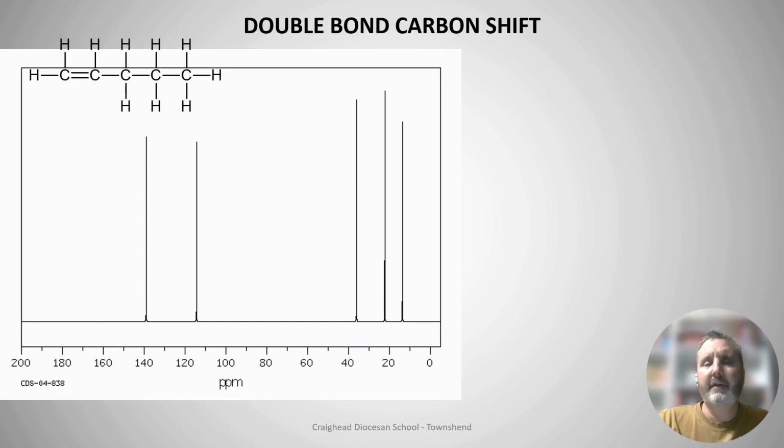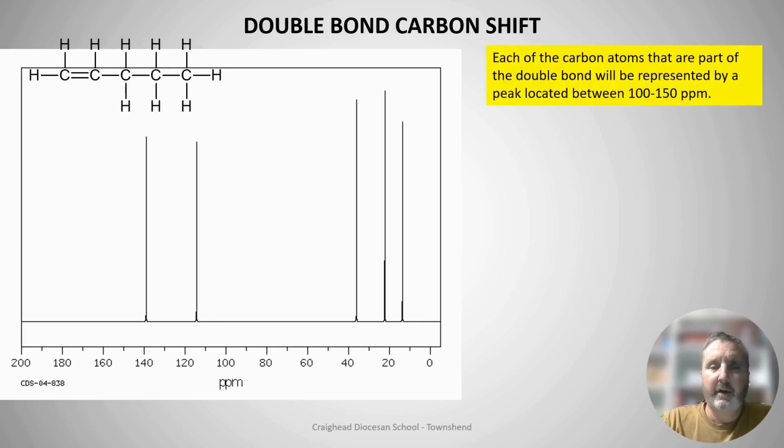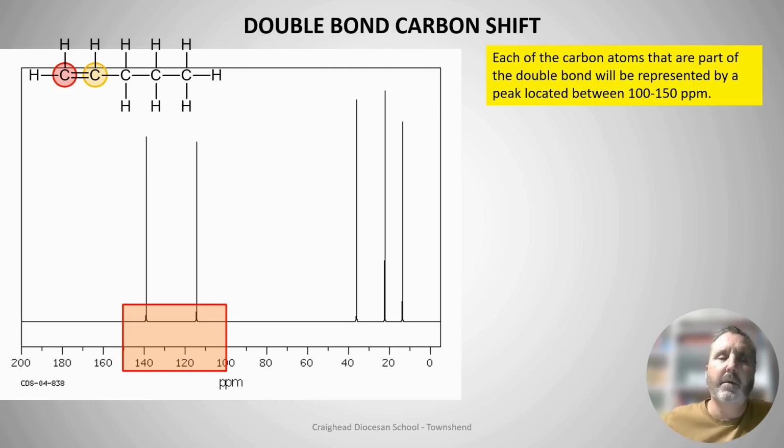If we have a double bond, then we're going to have a different shift range. A double bond also shifts the peaks, but it shifts them considerably more to the left. So a double bond will have peaks between 100 and 150. Notice here, because we have a double bond, there are going to be 2 carbon peaks, 1 peak for each of the carbons of the double bond. And each of the carbons on the double bond is unique, so they're going to have their own unique peak.